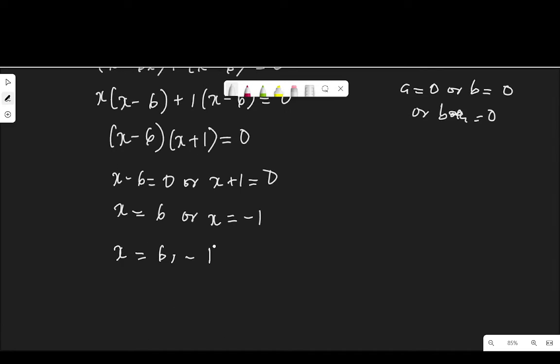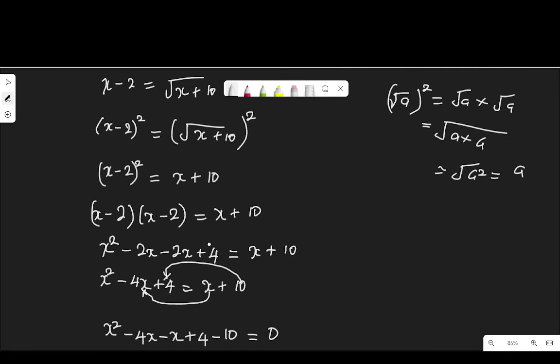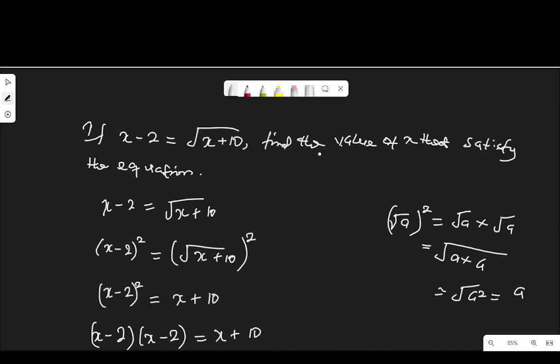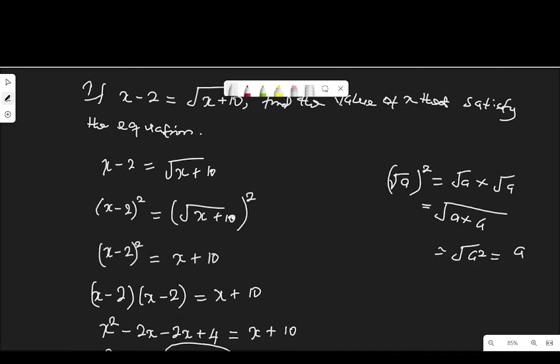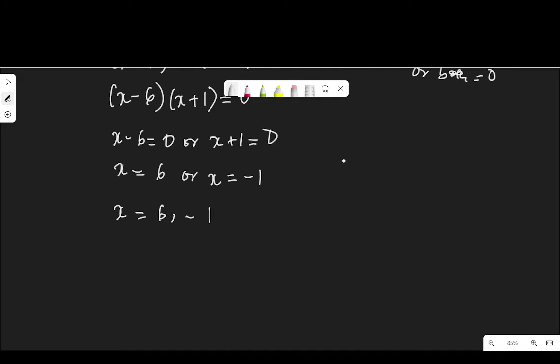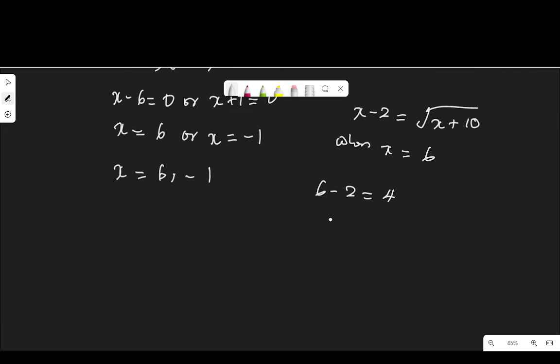Let's check whether both of these values satisfy the equation, because the question says find the value of x that satisfies the equation. So the equation is x minus 2 equal to the square root of x plus 10. When x is equal to 6, putting 6 here, 6 minus 2 is equal to 4. Now let's put this in the right hand side and see whether we'll get 4 too. The square root of 6 plus 10 is the square root of 16, which is 4. So that solution is correct. x is equal to 6 is correct.